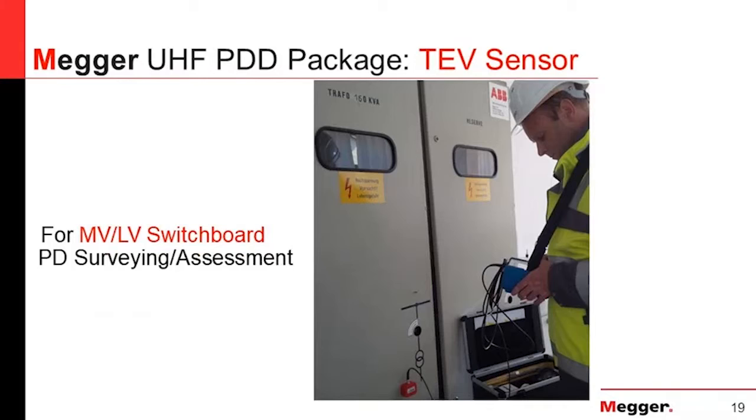Then we have the TEP sensor, which we use for MV or LV switchboard PD surveying and scanning. If you want to scan or survey inside your MV or LV switchboard, you just put that TEP sensor and move it around and listen to it and see if you have any partial discharge inside, because any partial discharge will create a transient voltage on the earth of the switchgear or switchboard, and then you are able to assess and monitor the partial discharge.